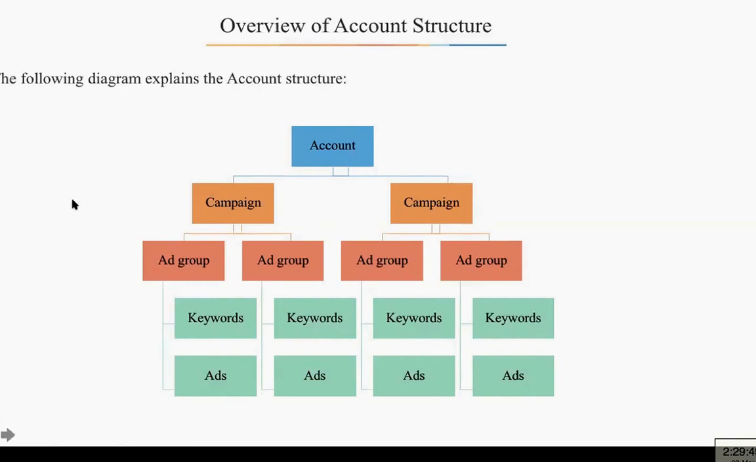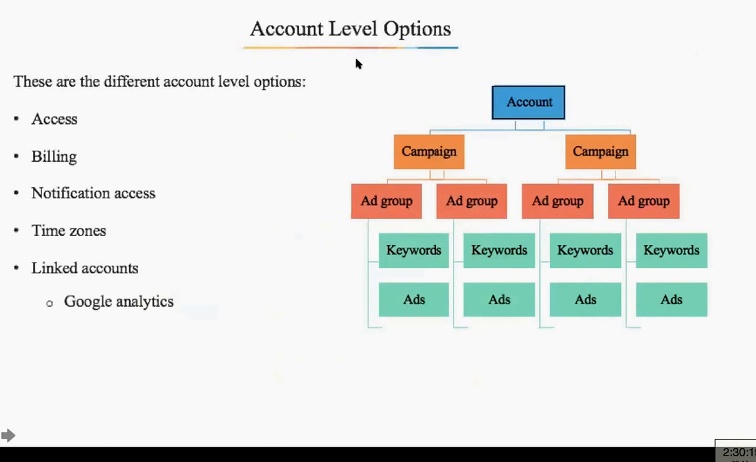Now, there is an objective why Google AdWords has this account structure. There are certain reasons to it. The very basic reason is that there are quite a lot of settings which are provided to the advertiser at every single level. The first level is the account, with small settings, or you can say small actions which need to be performed. Let me tell you, the account level options are these.